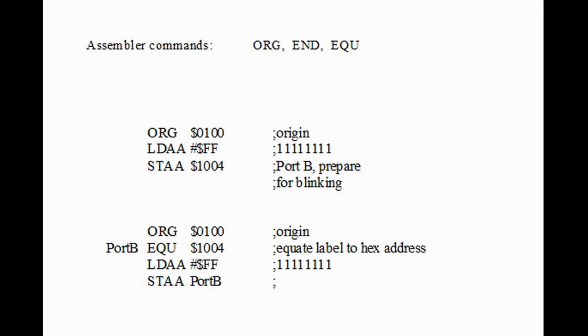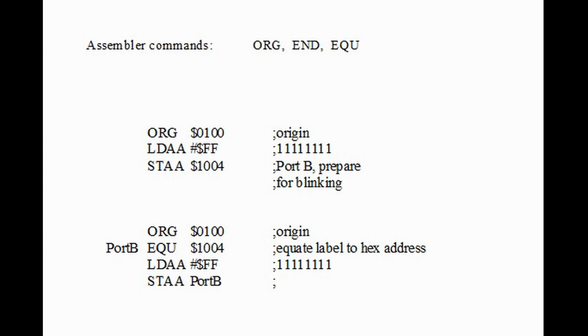In the first program, we load accumulator A with the number FF. Then we take this number and store it at memory location 1004. Now this memory location is the address of port B, and port B is an output port where we take signals and send them to the outside world to control something.